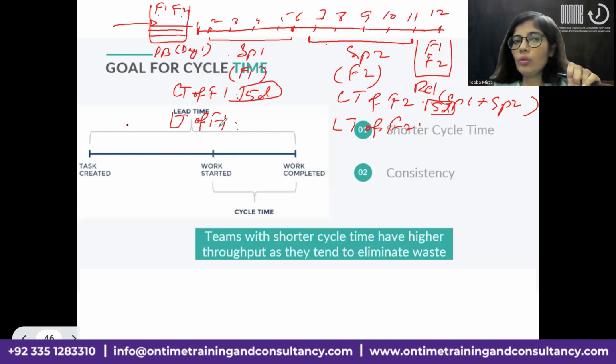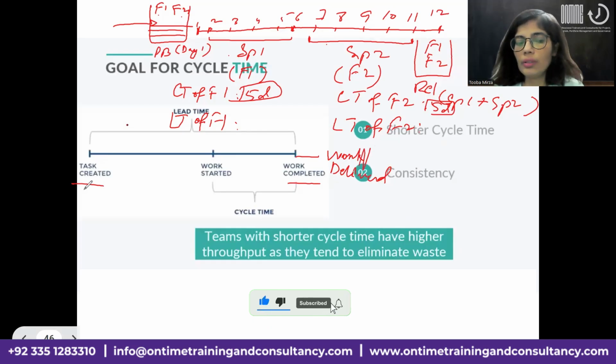If I look from the perspective of the development team, this is 6 days. Work completion, yes. 12 days both. Work completion could be earlier, but work delivered could be later. So it is 12, 12.